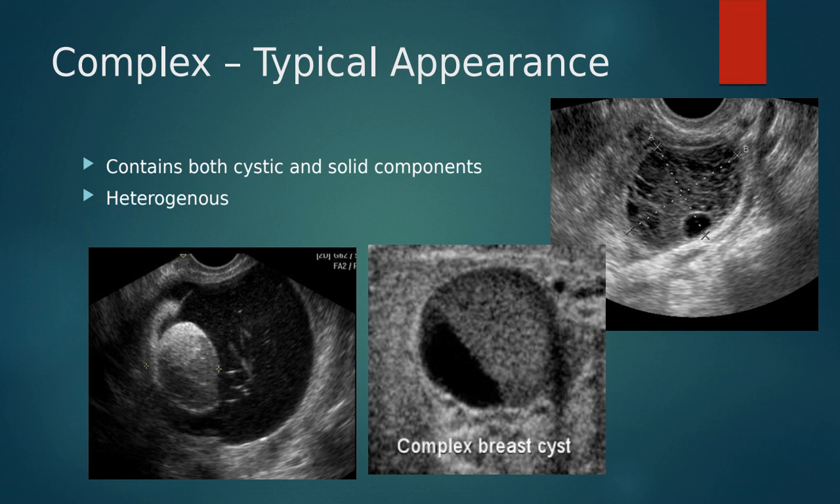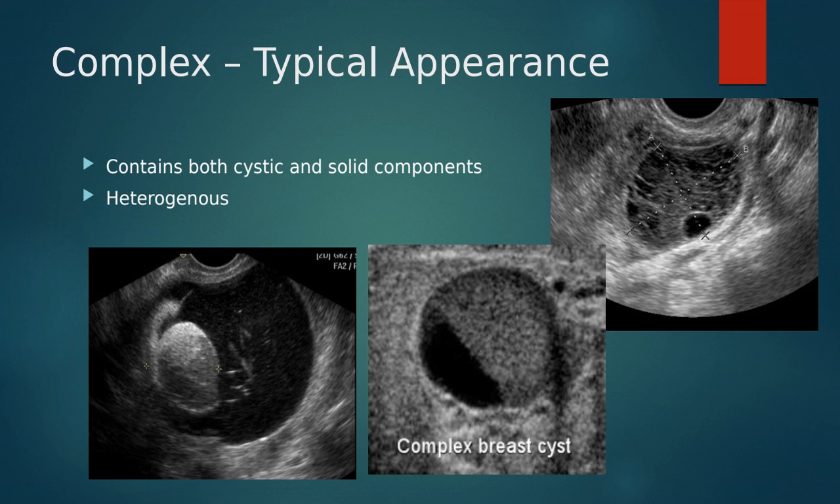We shouldn't see a solid component to a cyst, because then it's no longer just a cyst. A cyst, we know, is going to be benign. If we see a solid component to the cyst, it's no longer going to be benign. It's no longer just a cyst. Now it's a complex finding. So this is automatically going to make it heterogeneous because it has both cystic and solid components.